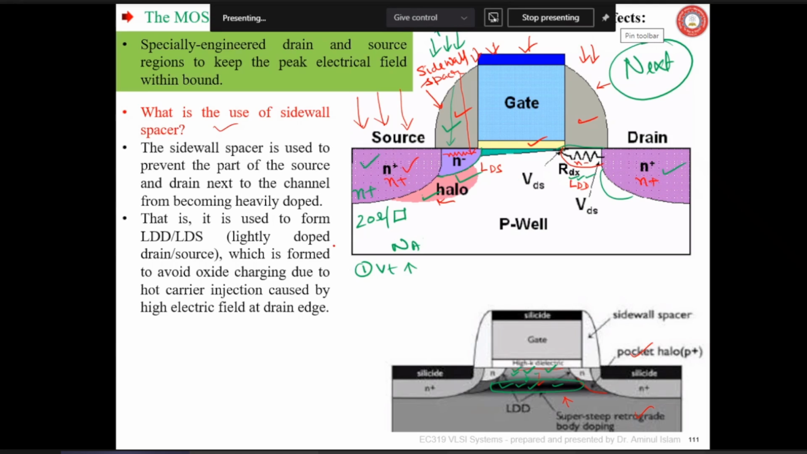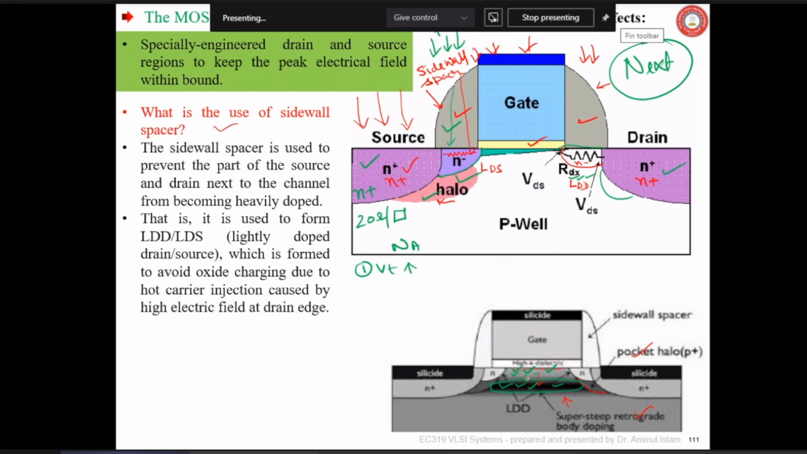the two things happen because of HCI. One is the charging of the oxide, which increases the threshold voltage in case of NMOSFET and decreases the threshold voltage in case of PMOSFET. That will not happen. Secondly, gate leakage will not be there. So this is the idea behind this use of side spacer and formation of LDD and LDS. Is it understood?